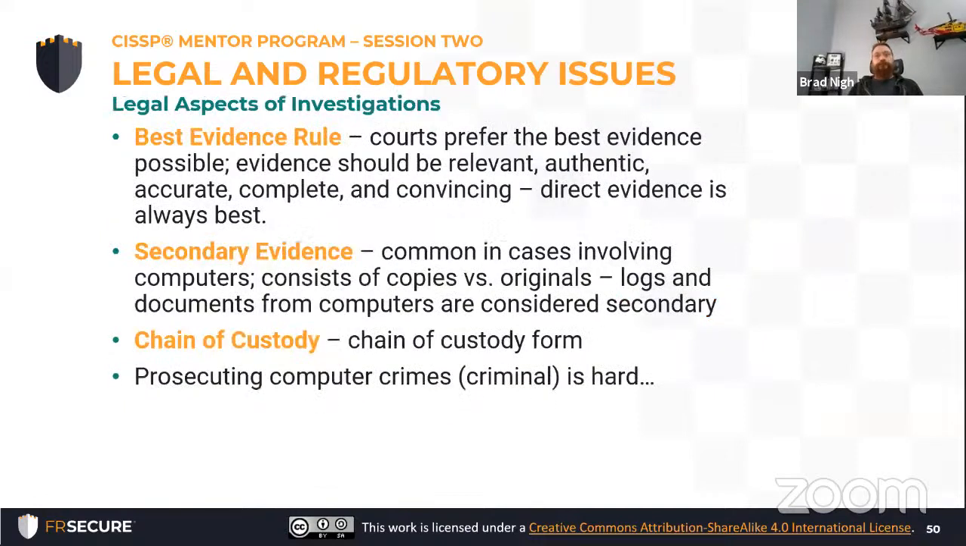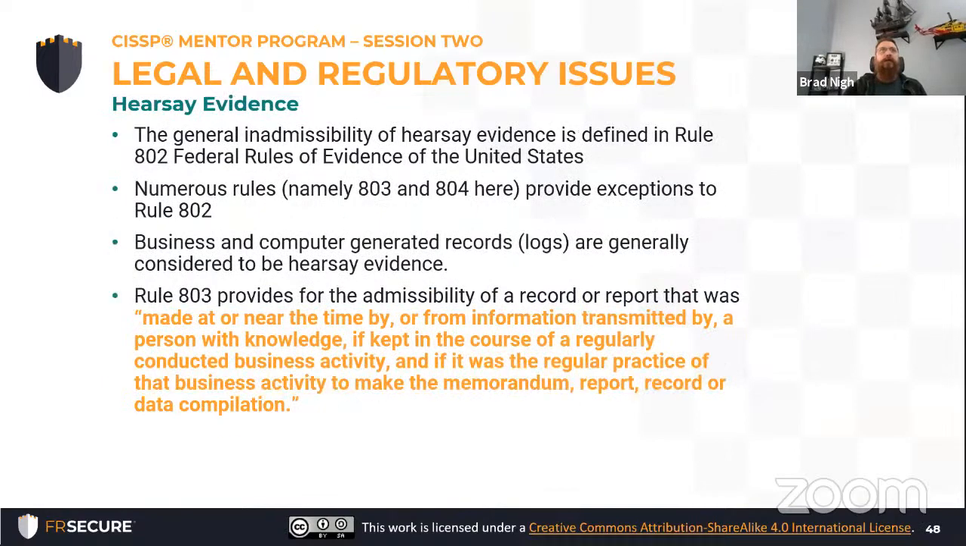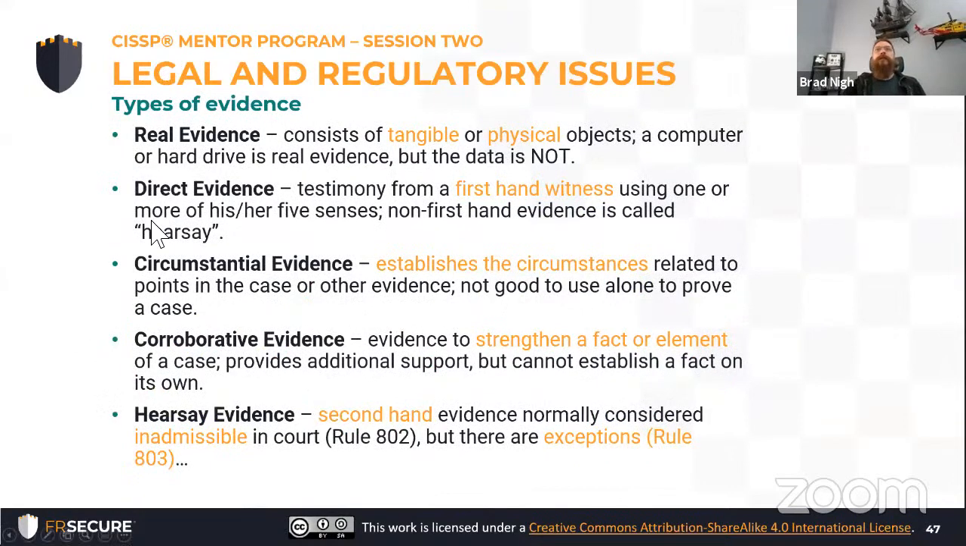All right, so what are the legal aspects? Three things. We're looking at the best evidence possible. That's what the courts want, right? So, there it is: relevant, authentic, accurate, complete, and convincing. And direct evidence is the best. So if we go back, I'm going to slip back here, you're looking at real or direct. Those two things are the best. Those are the things that you want.